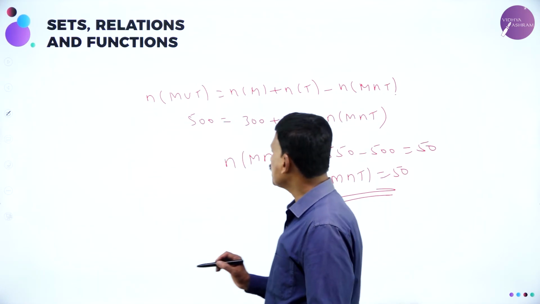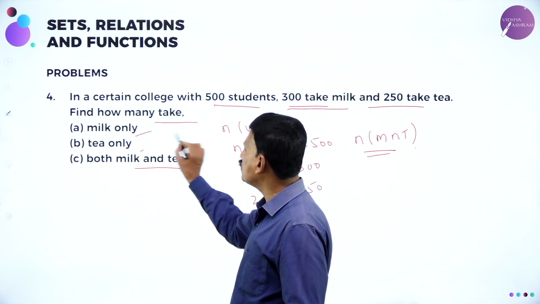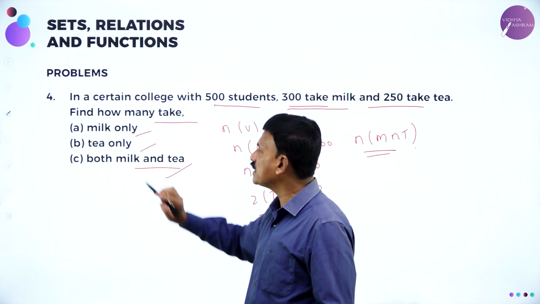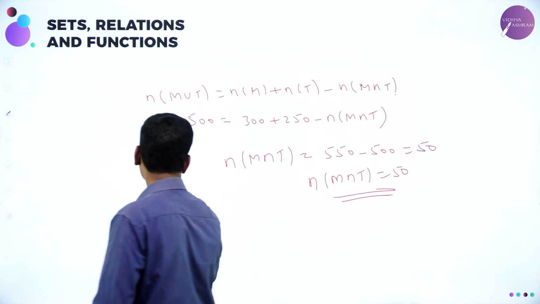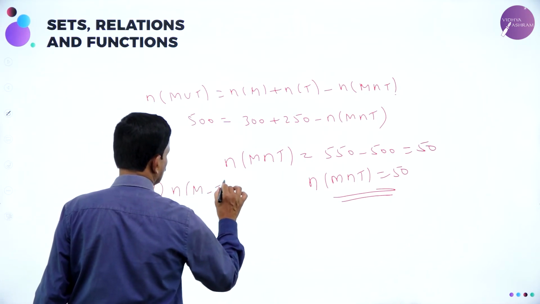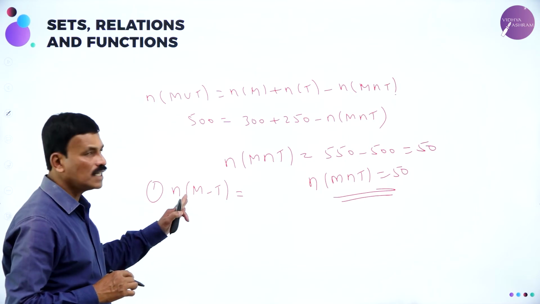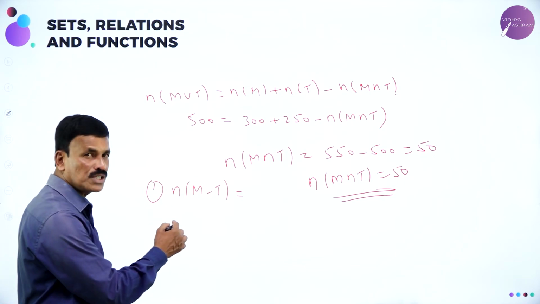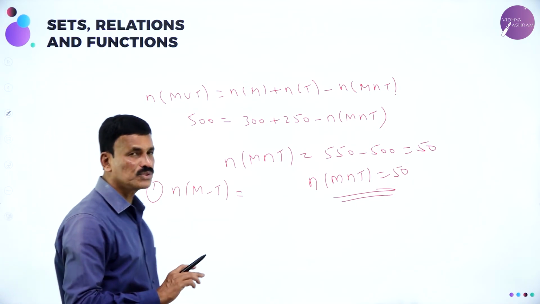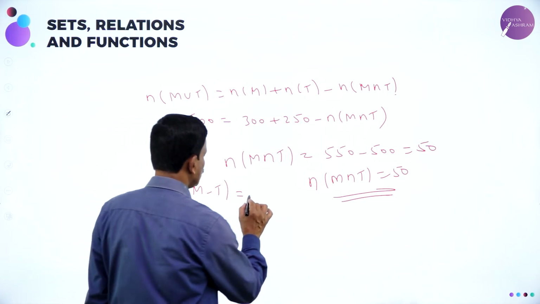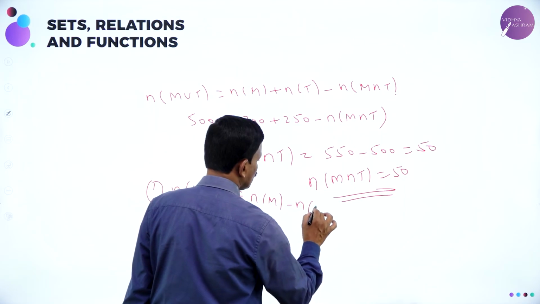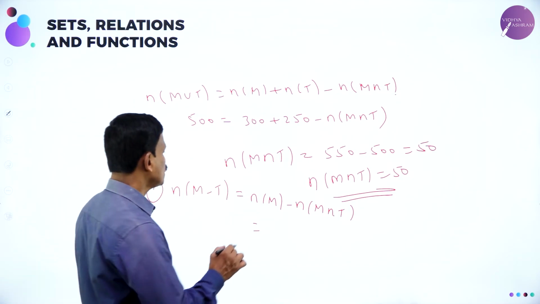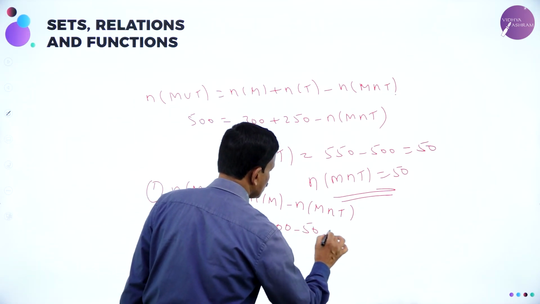Now what is required to find? Milk only, tea only; both milk and tea is 50, which we already got. Now what is to find is milk alone and tea alone. Milk only, not tea, is M minus T. All the elements which are in M but not in T, that is the difference between M and T. The number of students who take only milk but not tea is n of M minus T, which is n of M minus n of M intersection T. Substitute and get the value. That is n of M is 300 minus 50, that's equal to 250.